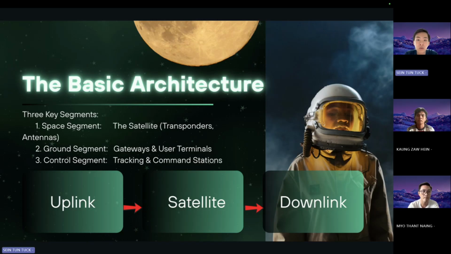And the third is the control segment, which is tracking and command stations on the Earth that monitor satellites, keep them in the right orbit, and update their software. These three segments work together to make sure signals are sent, received, and controlled smoothly.